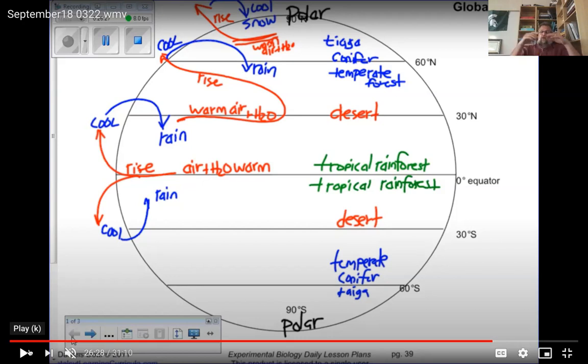And so we're going to be getting into an assignment today called population distribution. This is what influences population distribution. The climate conditions totally influence population distribution.